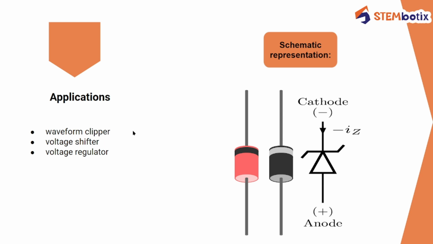Now the applications of the Zener diodes are as a waveform clipper, voltage shifter, and voltage regulator. So they are used as a voltage regulator and voltage shifter, and also as a waveform clipper, as they block or allow AC current in the backward direction.